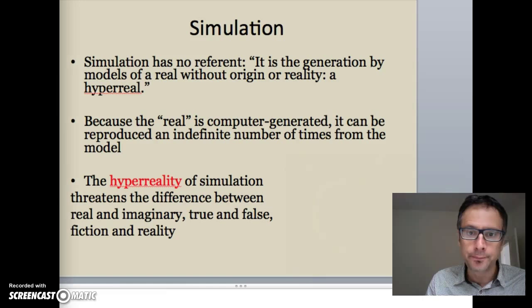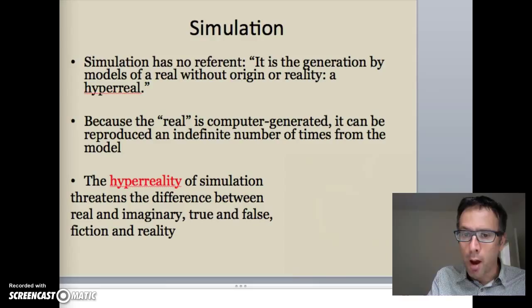The concept that he introduces here, that he really defines, is the one of simulation, right? For Baudrillard, simulation has no referent. It is the generation by models of a real without origin or reality, a hyperreal. So reality here is a copy, in a certain sense, of a model. It is generated by a model, right? And this model is basically a digital model of simulation.